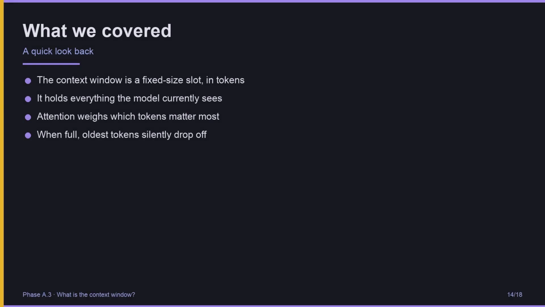Quick recap. The context window is a fixed size slot, measured in tokens. It holds everything the model currently sees: your prompt, previous answers, hidden system instructions. Attention weighs which tokens matter most for the next prediction. When the window is full, the oldest tokens silently drop off, and the model just forgets.